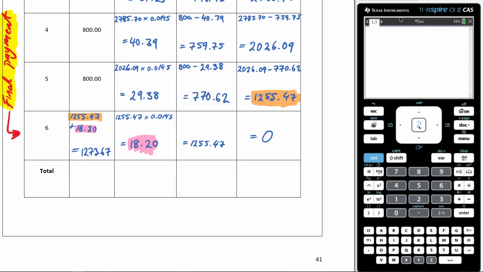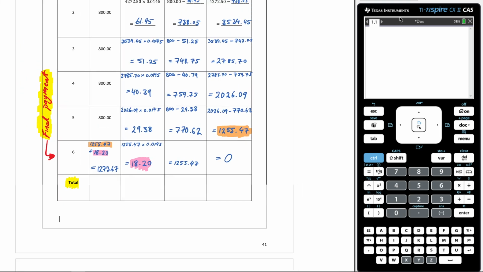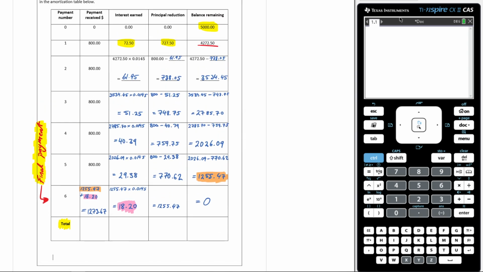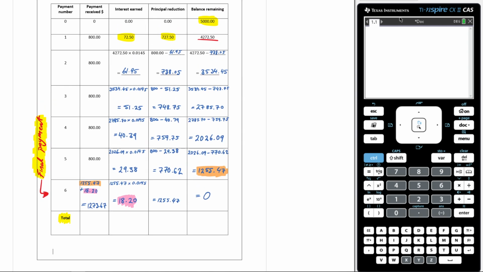All right, now we have to figure out the last row here, which is our total. So we have to figure out what? Well, let's just zoom out here because some of these you don't actually have to figure out. All right, let's start at the right-hand side here. Balance remaining, you don't have to figure that out. It doesn't make any sense to figure out the total balance remaining.